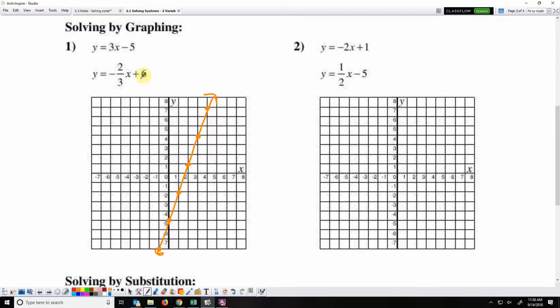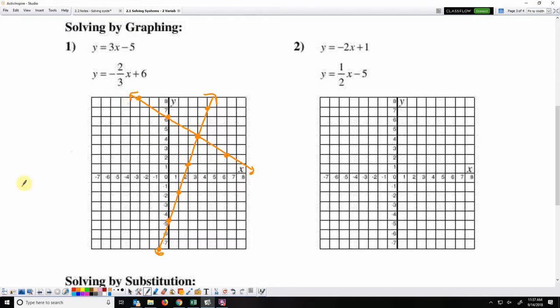And the next line has a y-intercept of 6 and a slope of -2/3. So that's down 2 and right 3, which is also up 2 and left 3. So there's my second line.